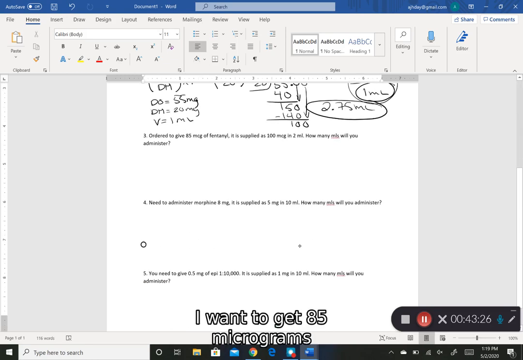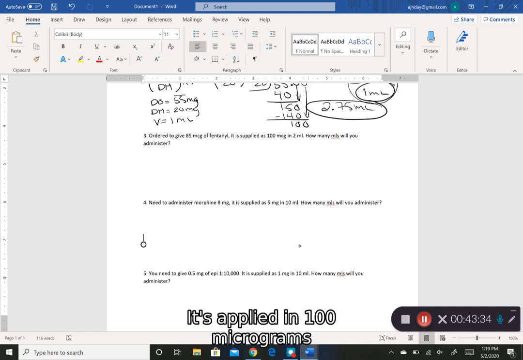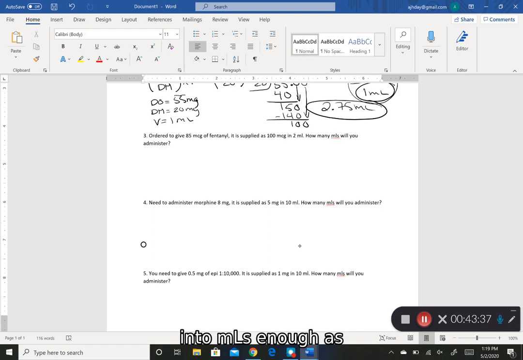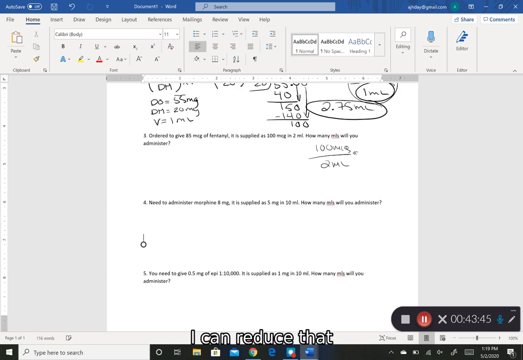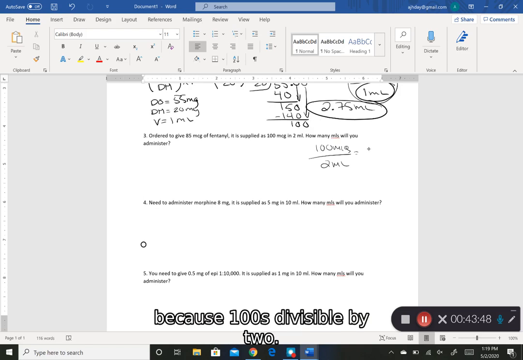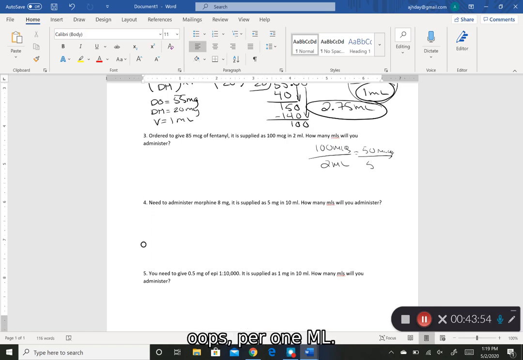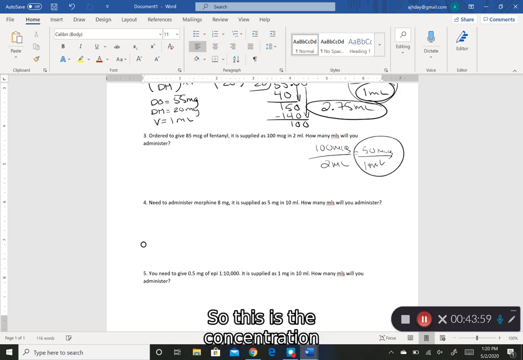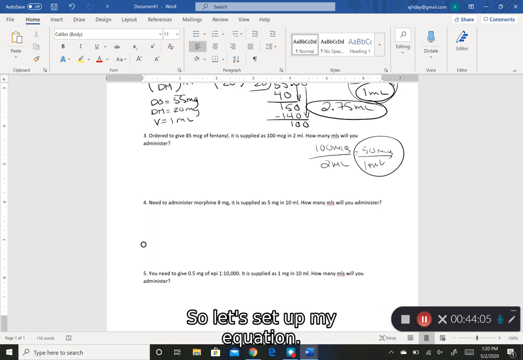All right, next one, I want to give 85 micrograms of fentanyl. That's not a normal dose of fentanyl, but I put it that way so we could practice with some numbers and some division. It's supplied in 100 micrograms in 2 mLs, and that is a real concentration for that. So I have 100 micrograms in 2 mLs of liquid. I can reduce that because 100 is divisible by 2. So really I have 50 micrograms per 1 mL. So this is the concentration I'm going to use for my math because it's going to make it a lot easier.